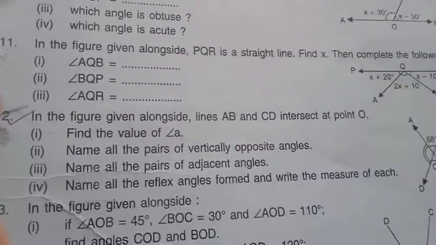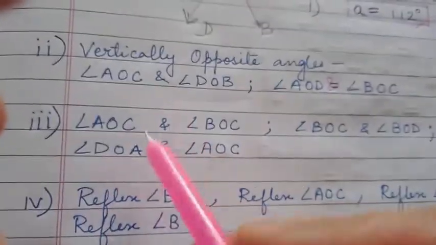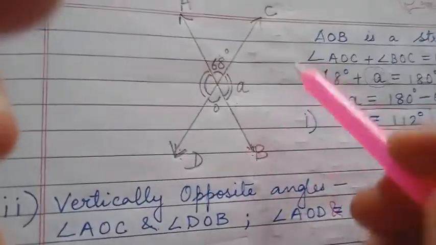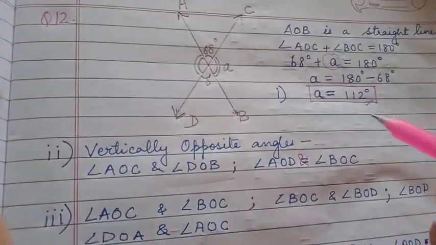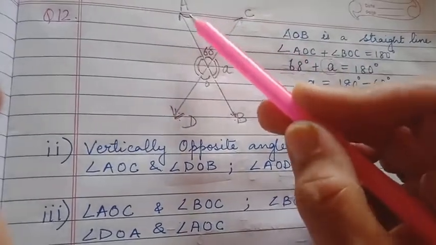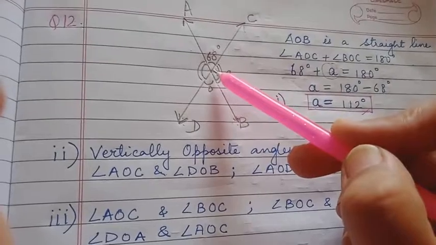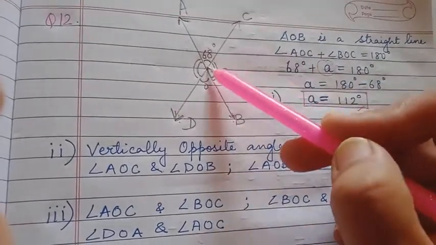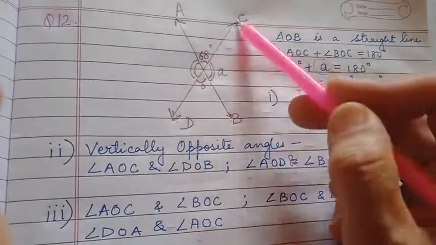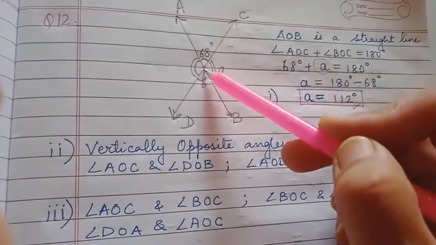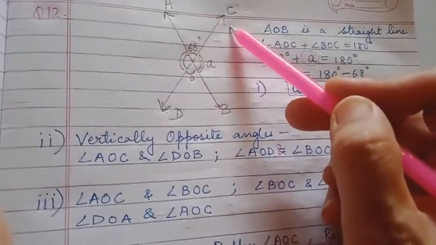The third question, you can see here: name all the pairs of adjacent angles. Name all the pairs of adjacent angles. So let us see the pairs of adjacent angles. Adjacent angles means which share one arm. Angle AOC and angle BOC. Which is the one arm and one vertex? OC is the one arm and O is the vertex. So angle AOC and angle BOC are adjacent angles because OC is the common arm.